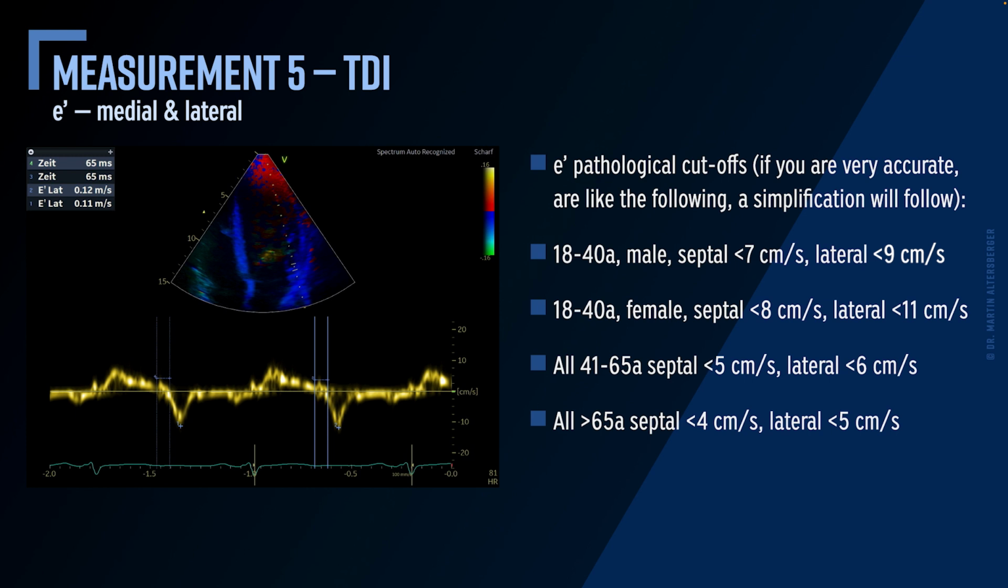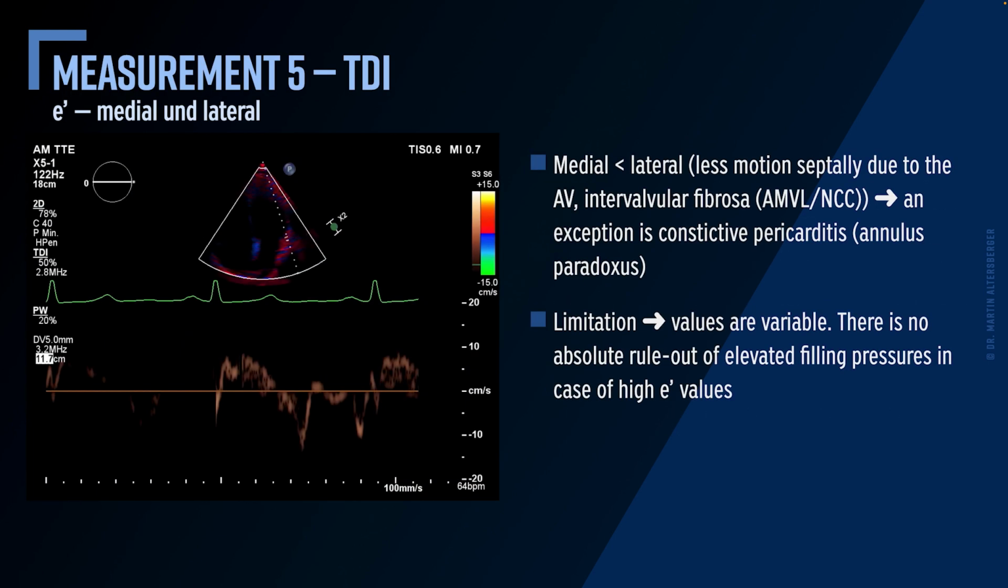So keep them in mind just to get an idea what the normal values are, and later we discuss what the guidelines say. Medial normally is a bit lower than the lateral measurement. Why? Because there's less motion septally due to the aortic valve, the intervalvular fibrosa, the anterior mitral valve leaflet, and the non-coronary cusp meeting. And an exception can be found in constriction.